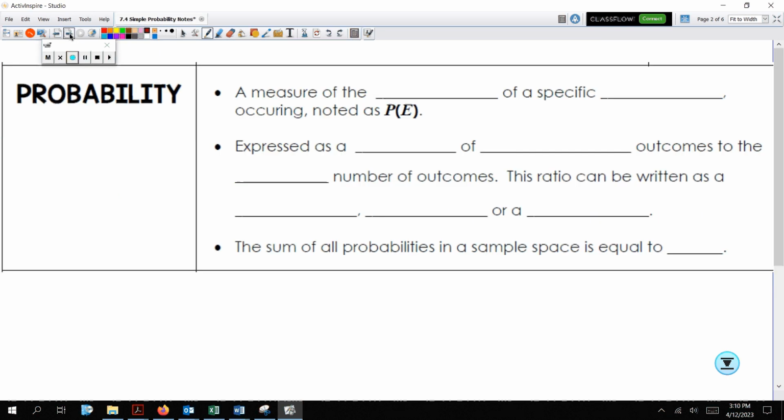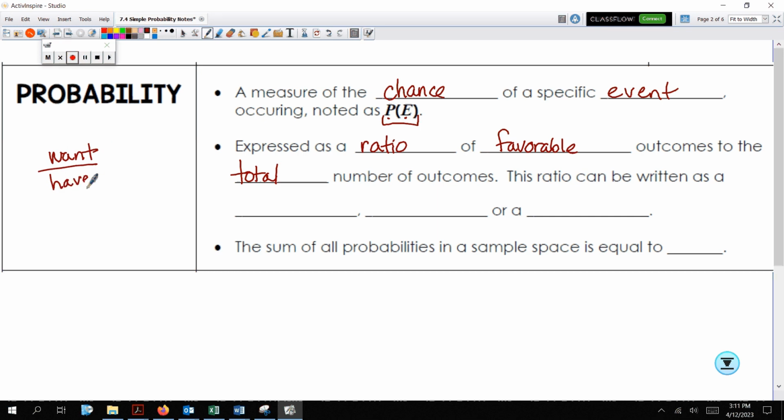All right, probability. What is probability? It's the measure of the chance of a specific event occurring. So if you look here, noted as P of E. This means the probability of the event, right? Probability of the event. It's expressed as a ratio, which is AKA a simplified fraction, of favorable outcomes, that would be the numerator, what you're looking for, favorable outcomes, to the total number of possible outcomes. So I always say it's what you want over what you have, right?